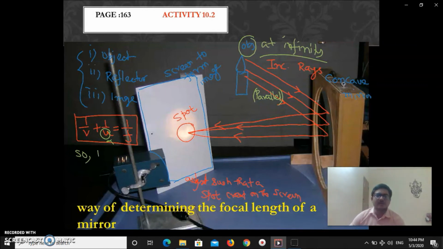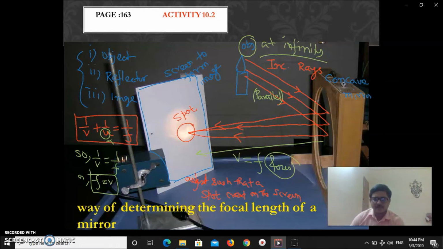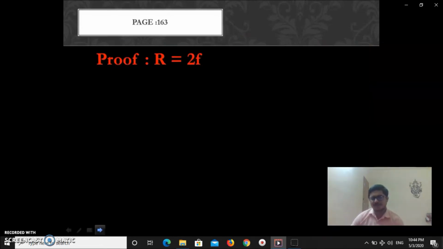So we can finally say u is infinity. So 1 by infinity we know is 0. Then we can say 1 by v equals 1 by f, or f equals v. F equals v physically signifies that if we calculate the distance between the mirror and the screen, that means v, that will be f only. Thus by a small activity we can calculate the focal length of a mirror. Here I have taken a concave mirror.